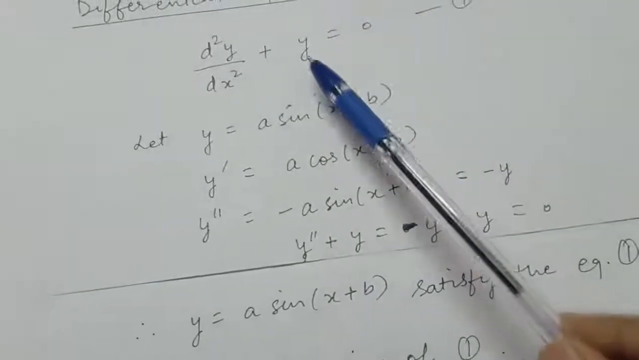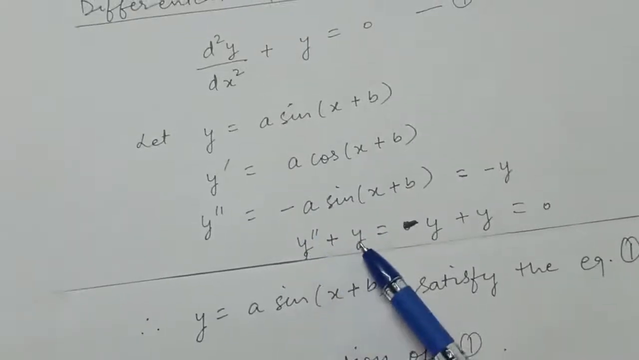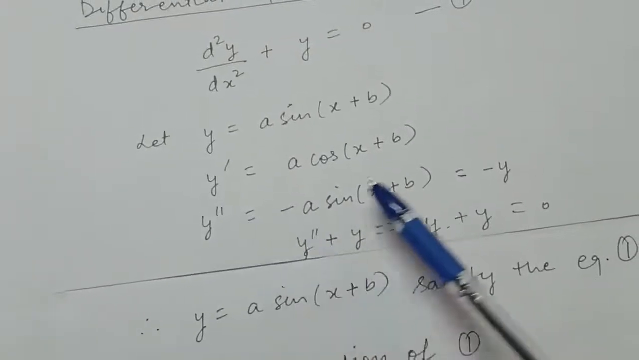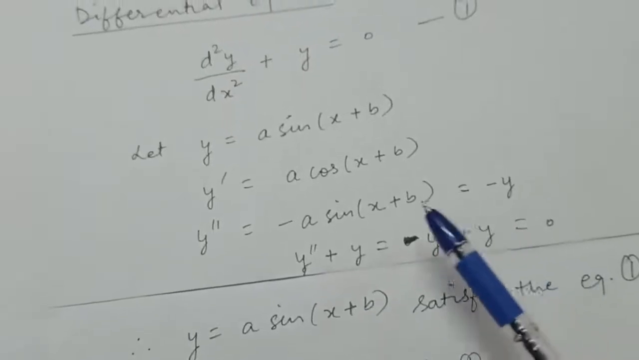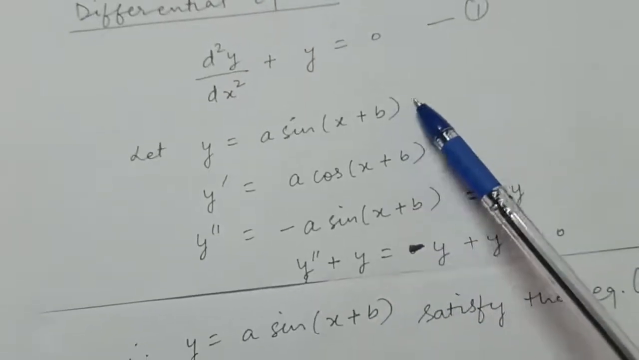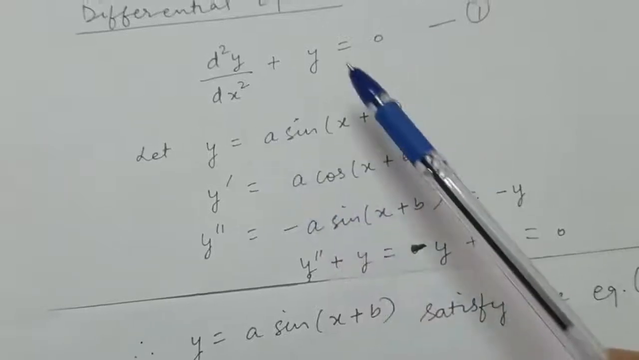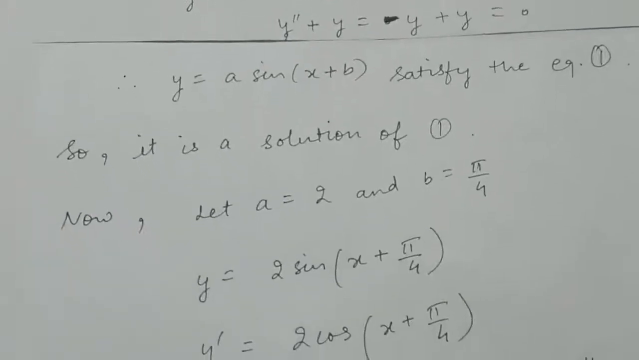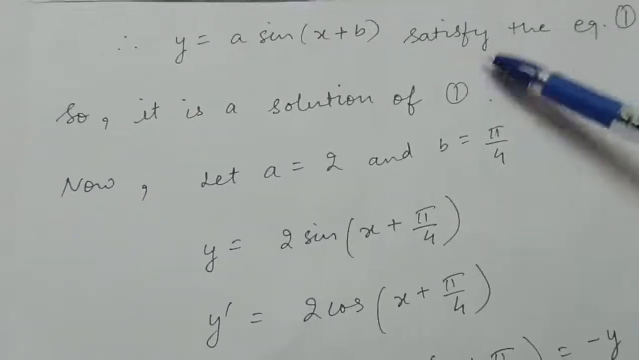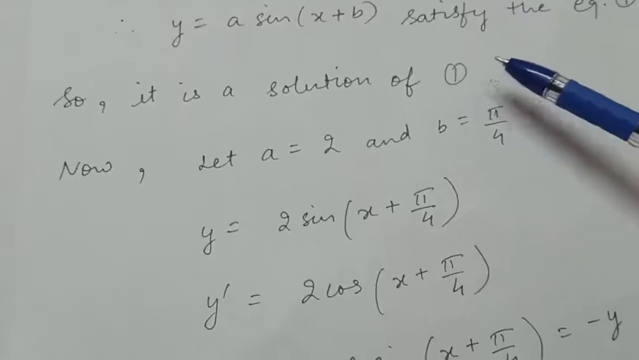Now this given differential equation is y double dash plus y. Y double dash we can see is minus y, plus y equal to 0. Therefore this function satisfies this differential equation, right? Therefore we can say it is a solution of the given differential equation, which I let it as 1, right?